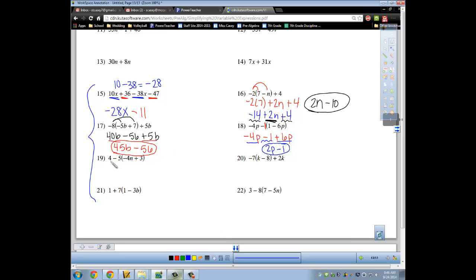Number 19, I have this 4 off by itself, so 4. Then I have a negative 5 times a negative 4 gives me a positive 20n. Negative 5 times a positive 3 is negative 15. 20n, that's the only n, so I got that. Then I have 4 minus 15 is negative 11.